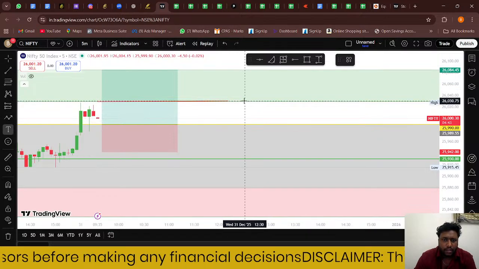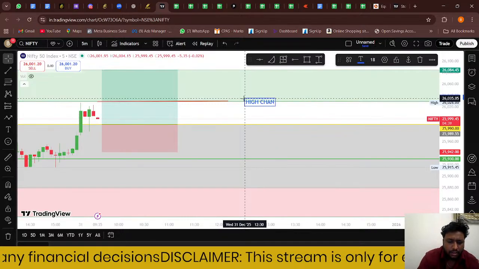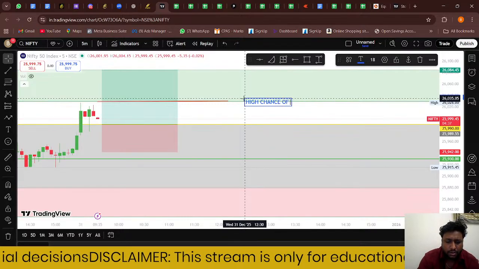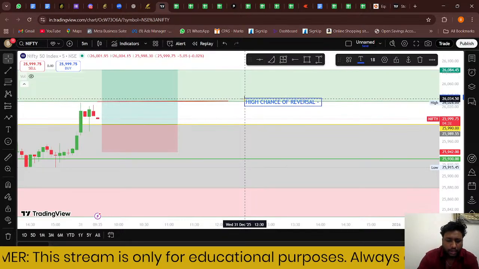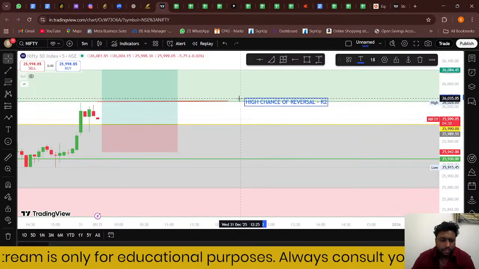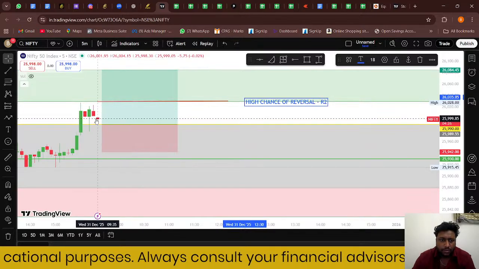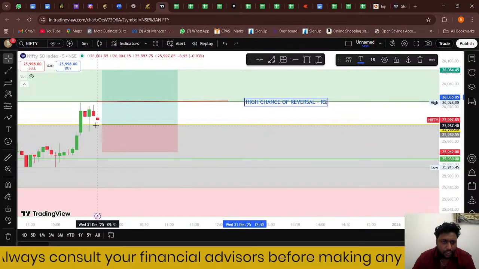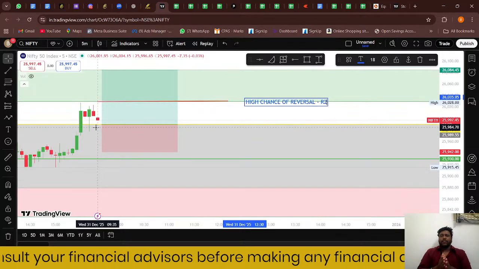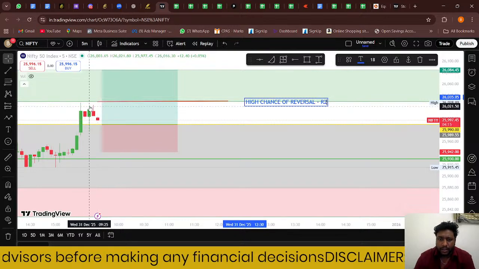And if we see, I'll mark this out. There is a chance of reversal at this R2. At R2, we can expect a high chance of reversal at this point. So for this, wait for that entry. If it is crossing down, then definitely wait for it to reverse back, then only take an entry.